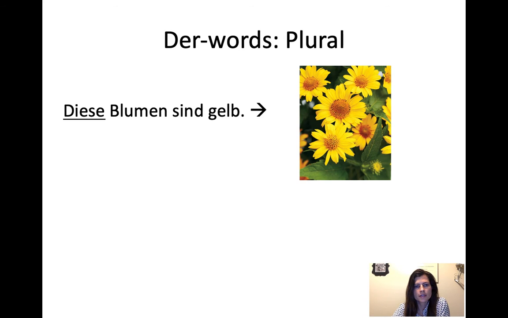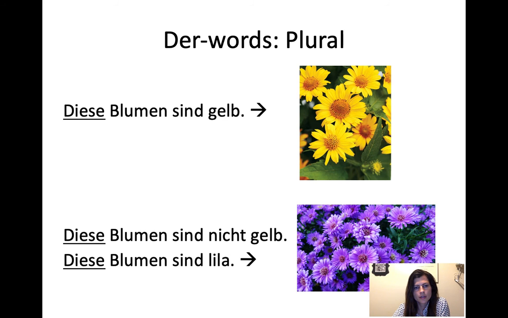And the plural, diese Blumen sind gelb. These flowers are yellow. Diese Blumen sind nicht gelb. Diese Blumen sind lila. These flowers are not yellow. These flowers are purple.